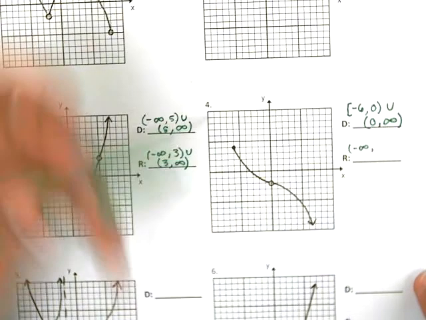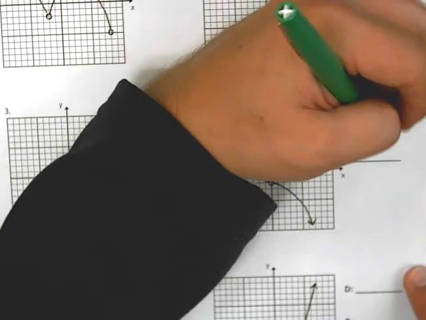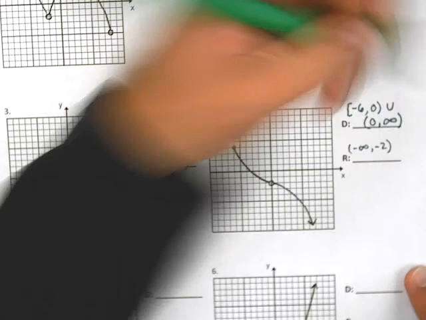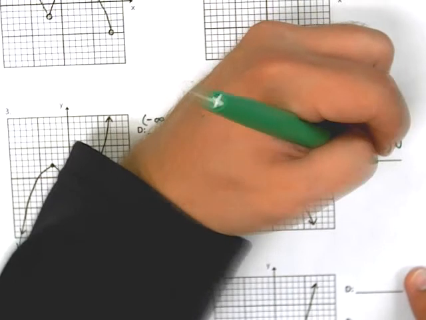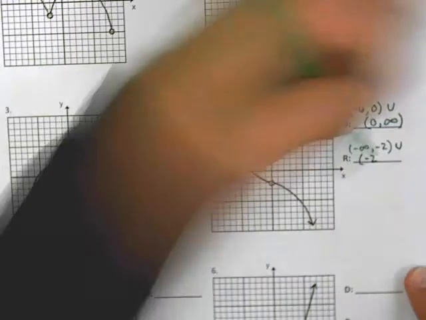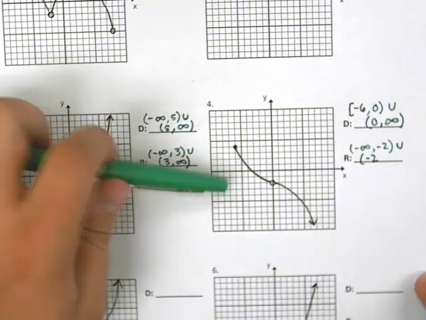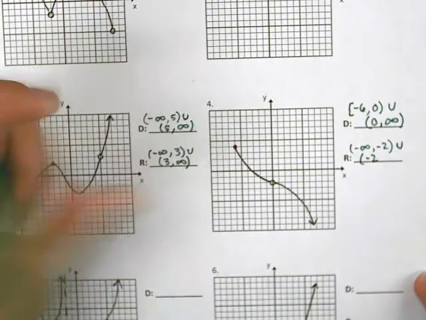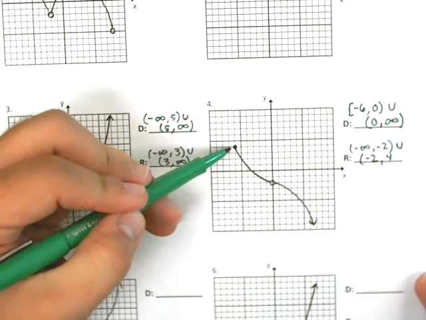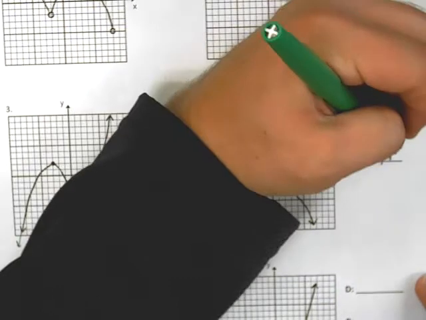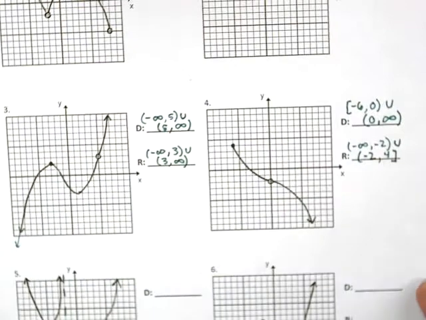We cannot have our graph equal negative 2, so it stops at negative 2, and then it starts right back up on the other side. Sorry, 2. And it goes up, up, up, all the way to 4. Now just be careful, that point is included, right? It's filled in, so we need the square bracket.